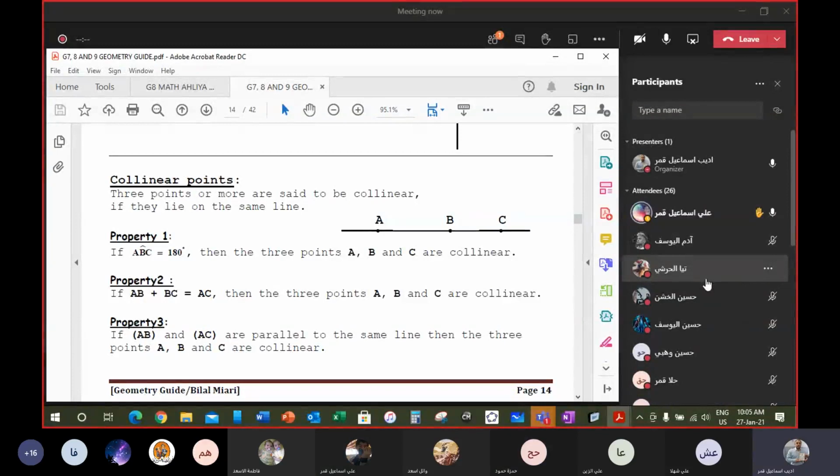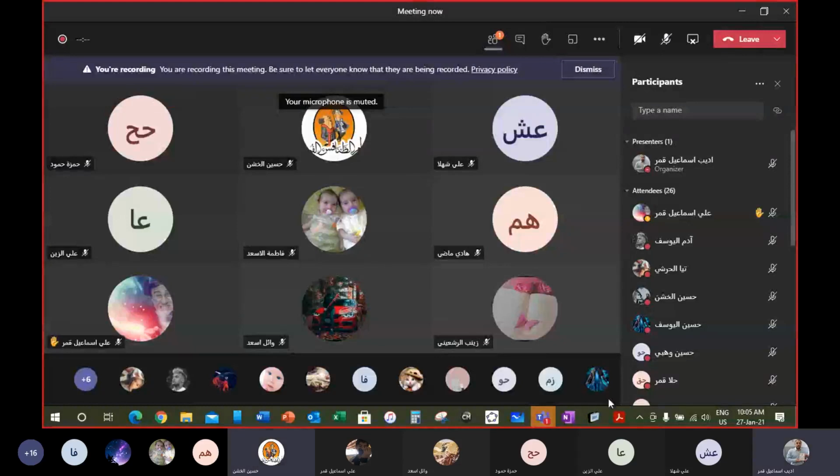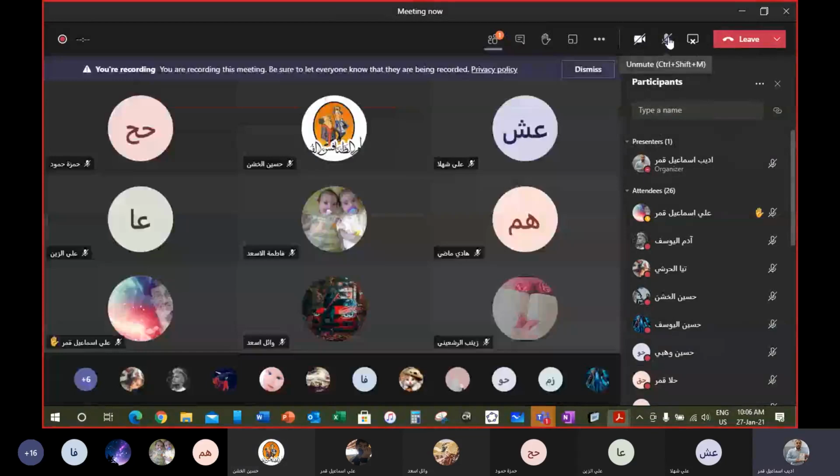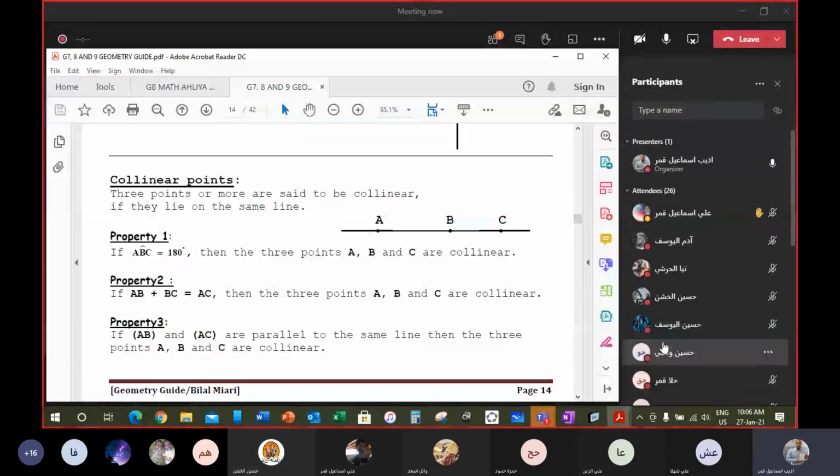So how do points become collinear? These A, B and C: first, they belong to the same line. How do we prove it? Okay, how do we prove that they are collinear? If angle ABC equals 180 degrees, then the 3 points A, B and C are collinear. Property 2: if AB plus BC equals AC, then A, B and C are collinear.